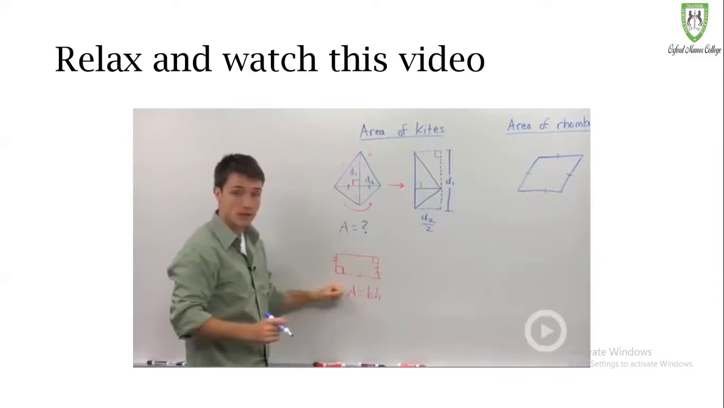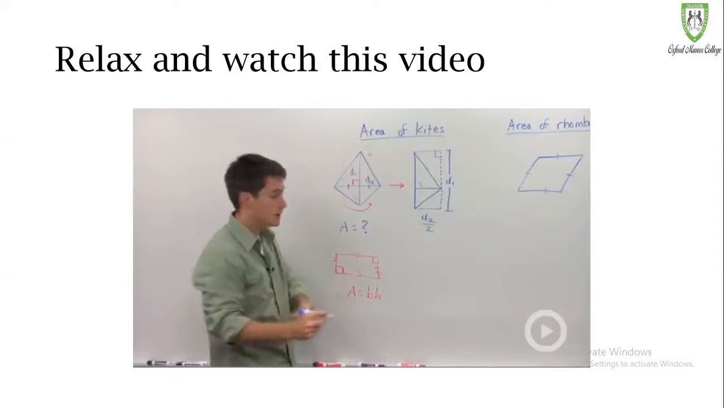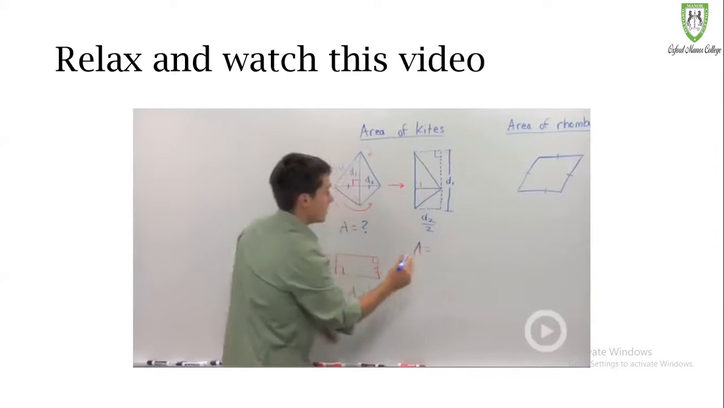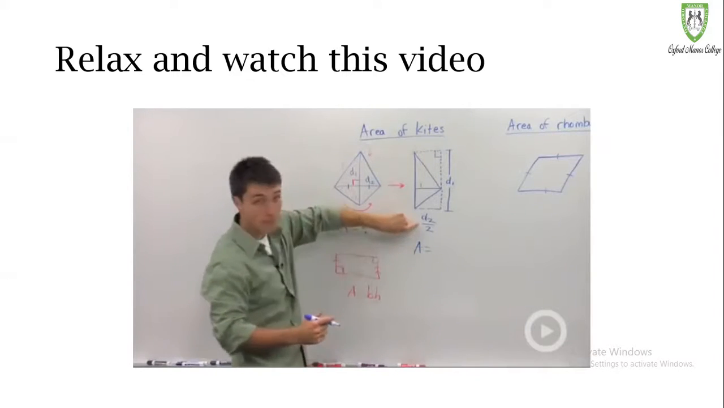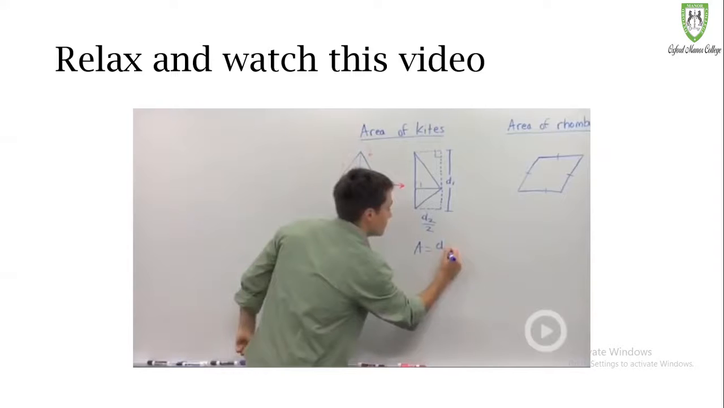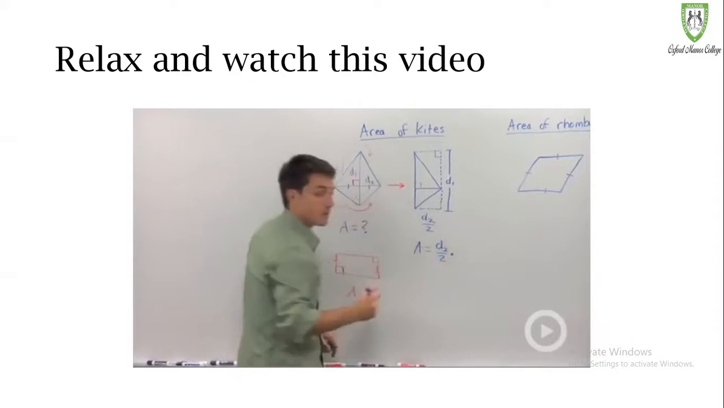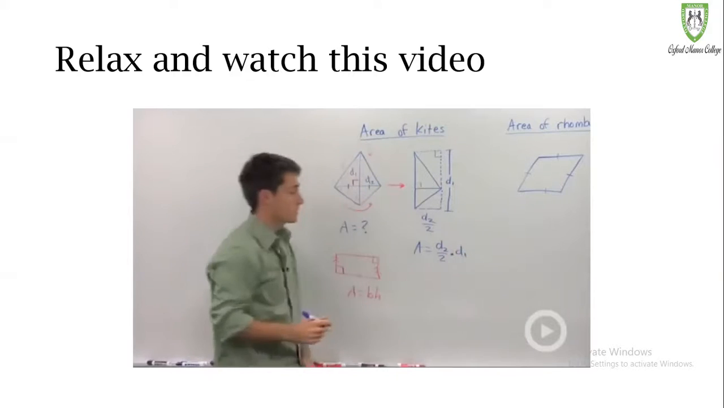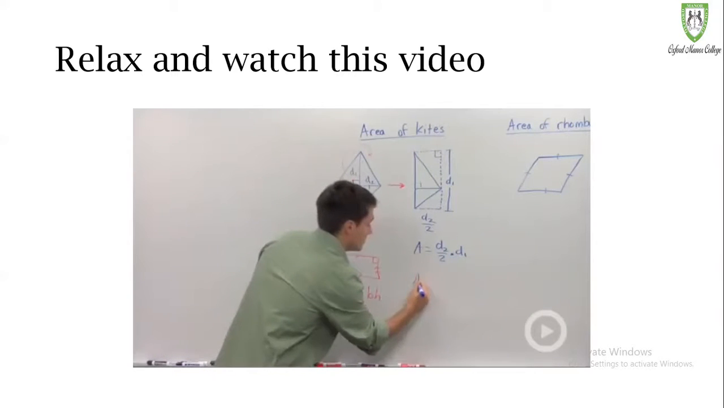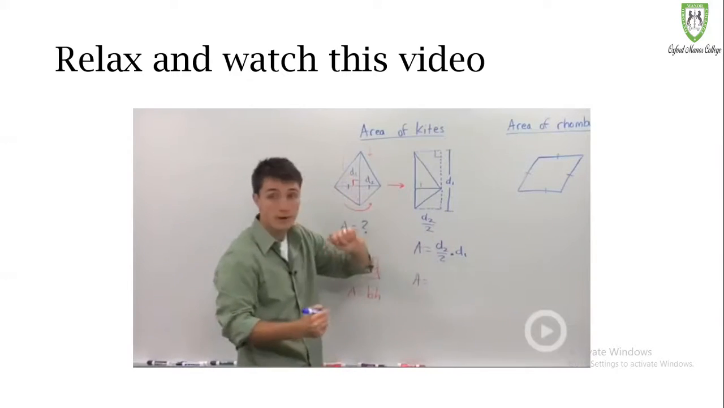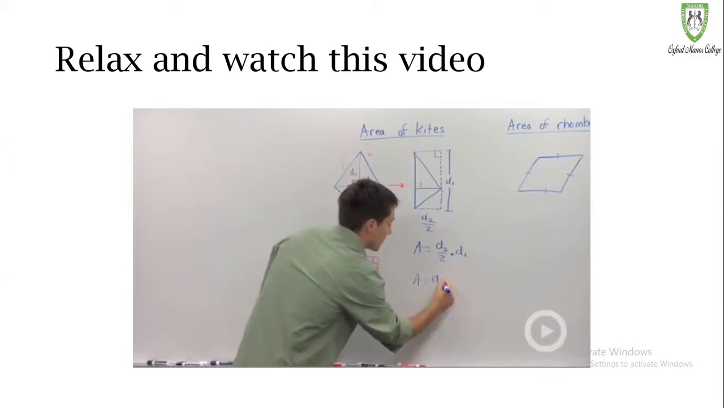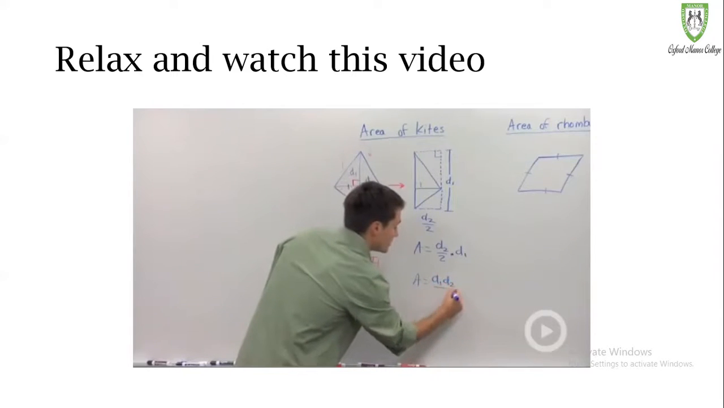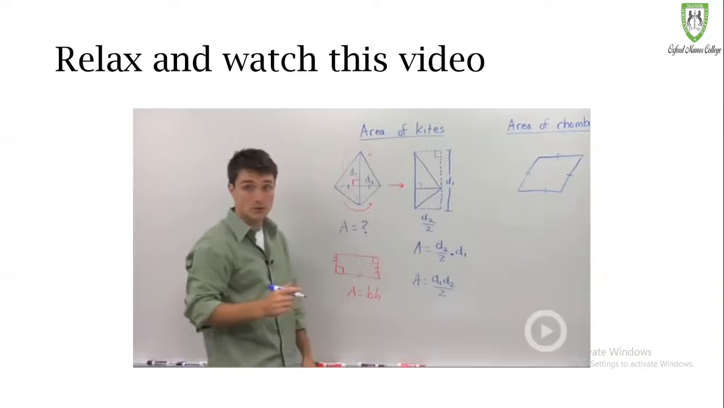So now, since these are all right angles, we have created a rectangle. And we know the area of a rectangle is the base times the corresponding height. So the area of this rectangle, our base is D2 divided by 2 times our height, which is D1. So another way of writing this is to realize that D2 and D1 are in your numerator. So you just rearrange it and write it as D2 times D1 divided by 2.